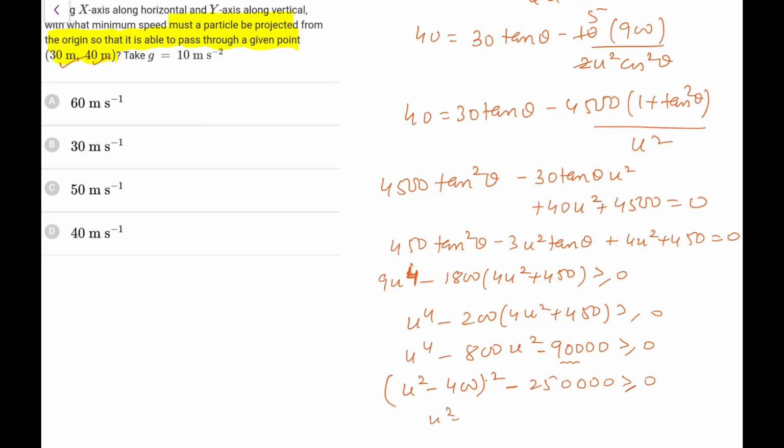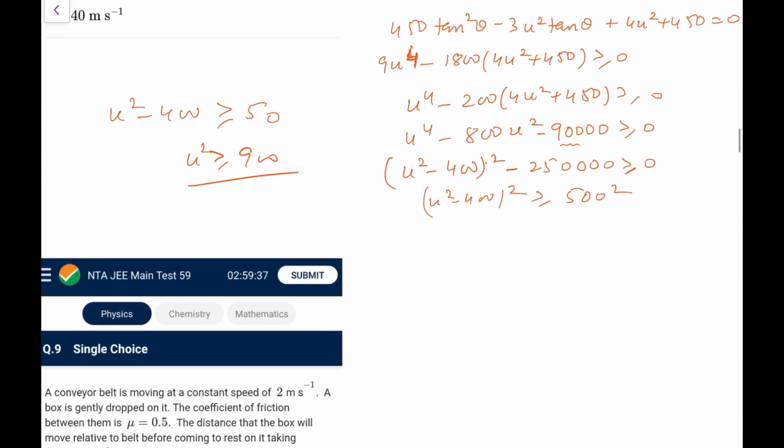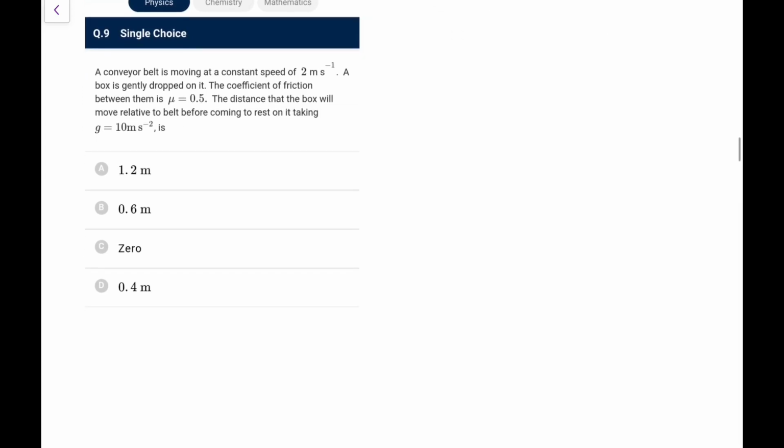So what we get, u square minus 400 whole square should be greater than equal to, I can write it as 500 square, so it becomes easy for me. So u square minus 400 should be greater than equal to 500. So u square should be greater than equal to 900. So u should be greater than equal to 30. That should be the direct result. So it's again a tough one. It's not an easy one. So paper seems not to be that easy this time.